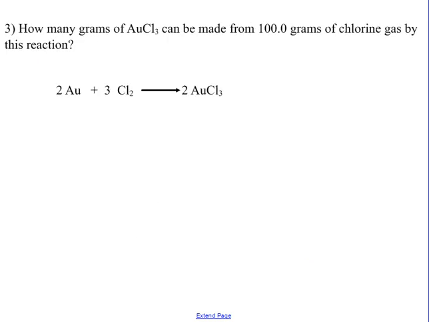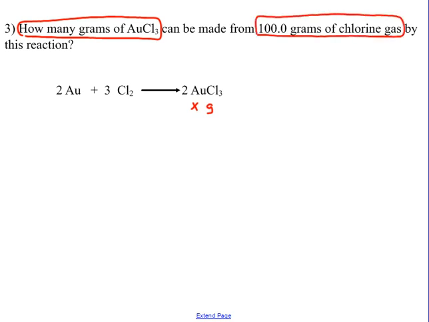All right, let's try another problem. How many grams of gold chloride can be made from 100.0 grams of chlorine gas by this reaction? So we see here we're trying to find how many grams of AuCl. So I'm going to put X grams underneath the AuCl of this equation. And I'm going to start with 100 grams of chlorine gas. So I'm going to find the chlorine gas in the equation and write 100.0 grams underneath it.